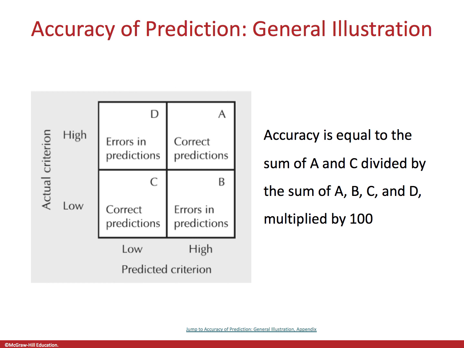Measurements are used in selection primarily for their ability to predict the future. In the case of selection, the prediction of future performance. One way to test a predictor is to administer the predictor on people already performing the job, then comparing the results. In the chart here, correct predictions are found in quadrants A and C, where errors are contained in D and B.